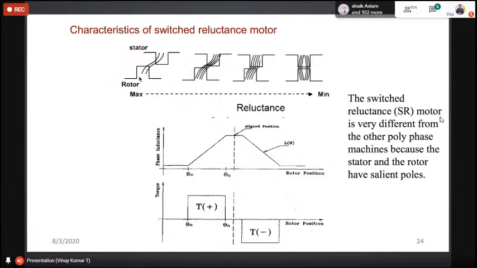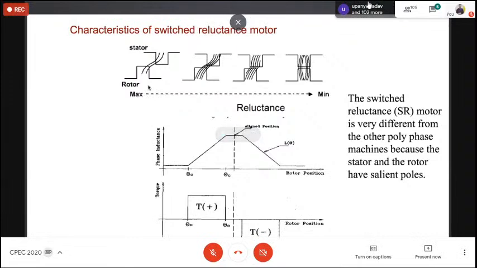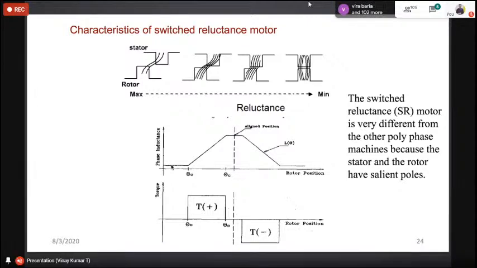So if rotor poles are far from the stator poles, what is happening? Reluctance offered by the rotor pole with respect to the stator winding is more. If reluctance is more, flux linkage is less. If flux linkage is less, automatically inductance is also very less. Stator winding inductance becomes minimum. This is the position of minimum inductance if the rotor pole is far from the stator pole.